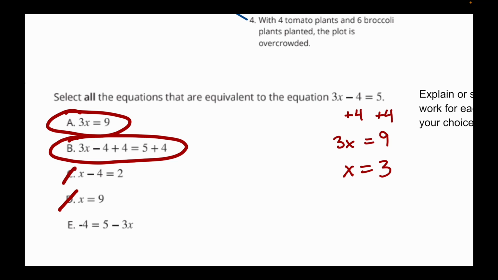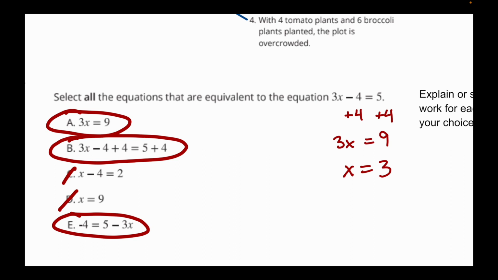And then let's check E, because that's our last option. Negative 4 equals 5 minus 3x. So I had positive 5 on the right-hand side, and we still have positive 5 here. It looks like they're subtracting 3x from both sides. And they are correct that you would leave the negative sign with the 4. So E is also correct.